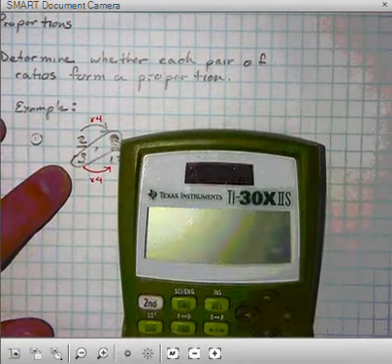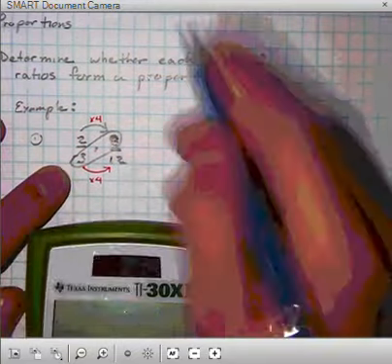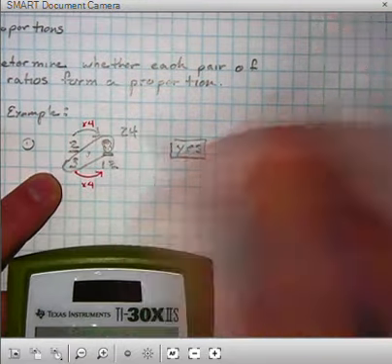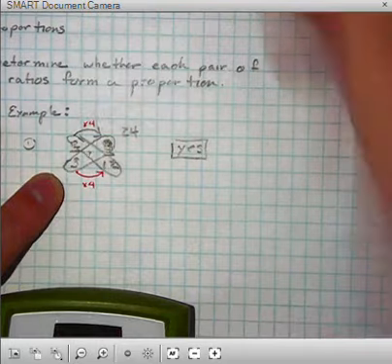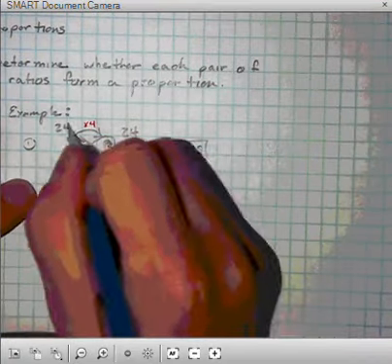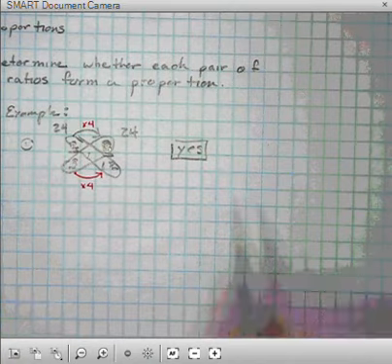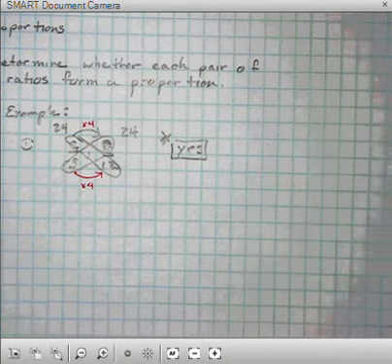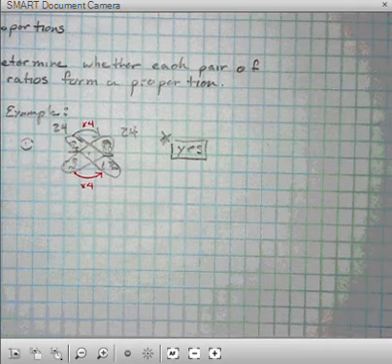3 times 8 gives us 24. And this cross product, 2 times 12, also gives us 24. When your cross products are equivalent, then your fractions are proportional. So yes, we have confirmed this in two separate ways.